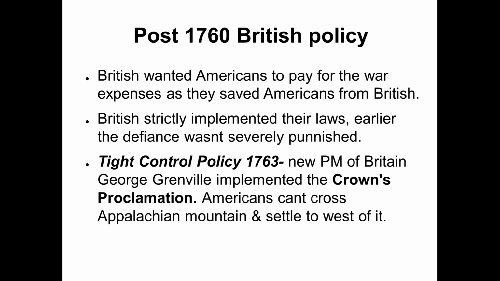And they again passed the tight control policy of 1762-63. The new PM of Britain, George Grenville, implemented the Crown's proclamations. Americans cannot cross the Appalachian Mountains. Try locating this on a map. Americans can't cross the Appalachian Mountains and settle to the west of it. So a geographical limitation is being set up.